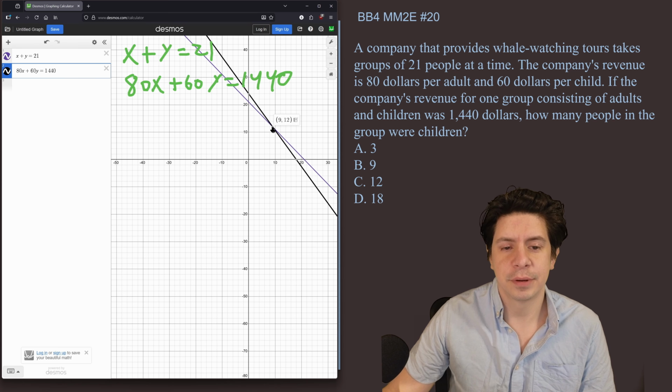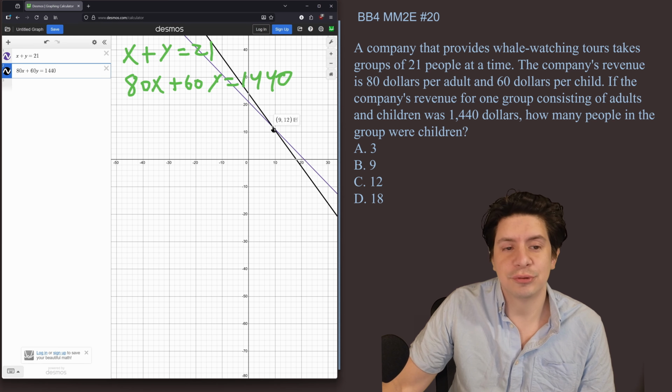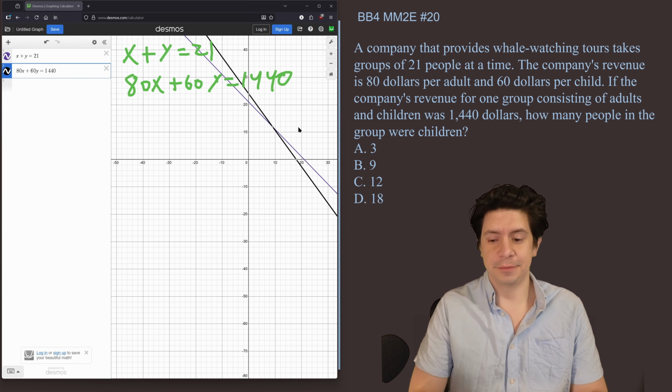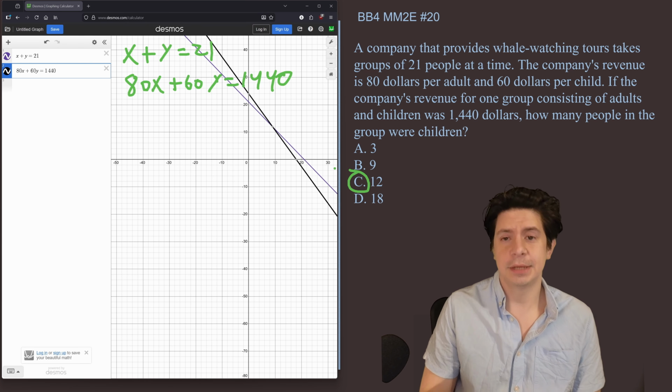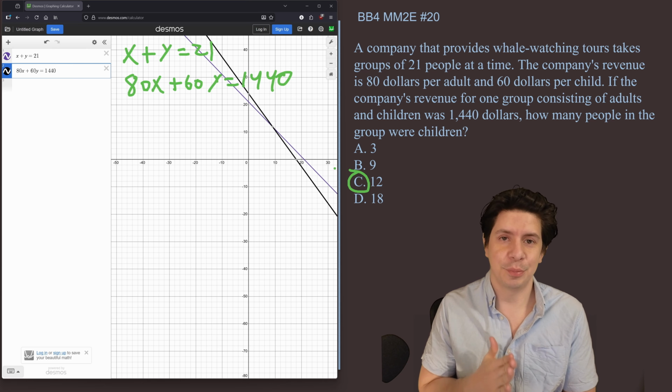And I'll move it around, and I get 9 and 12. How many people in the group were children? The y were the children, so it should be C, 12. Okay, so again, not terrible. Desmos is a big help here. And we have this one.